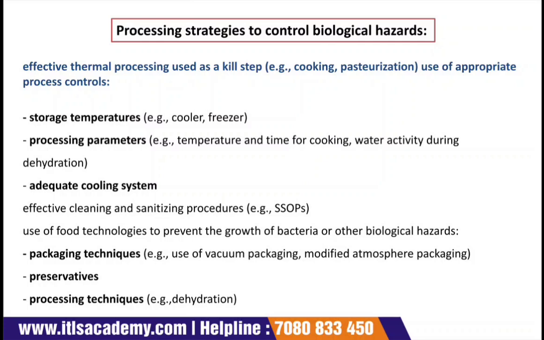Here are packaging materials, for example vacuum packaging and modified atmospheric packaging. They also help to control the biological hazards. Different preservatives are added to the food items, so these preservatives extend the shelf life of the food items and inhibit the growth of microorganisms. Now the processing technique, that is dehydration, is again a very important technique to control the biological hazards.